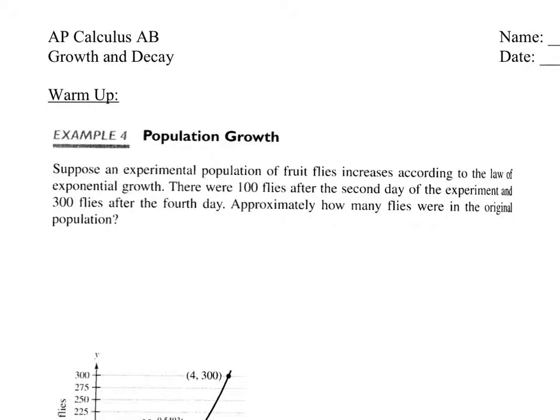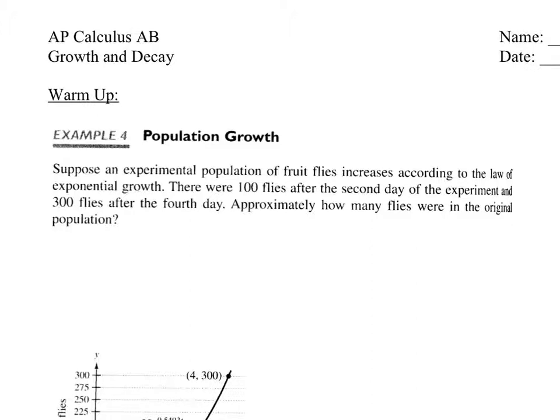So the first one here says, suppose an experimental population of fruit flies increases according to the law of exponential growth. There were 100 flies after the second day and 300 flies after the fourth day. Approximately how many flies were in the original population? So we're going backwards here.